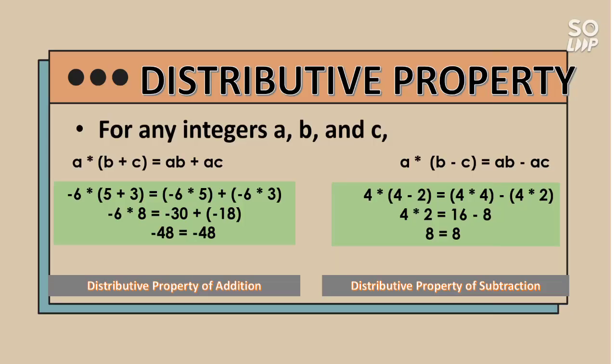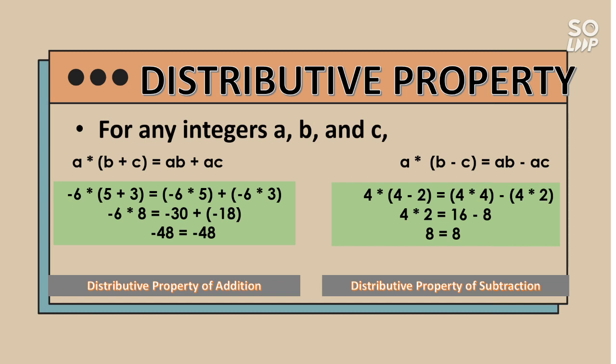Now, let's have the fourth property. We have the distributive property. From the word distributive, ibibigay mo siya sa bawat isa. Okay, for any integers A, B, and C, if I have here A times the quantity of B plus C, ita-times natin yung A times B, is equal to AB. And then, A times C is equal to AC. So, now, this is addition because the operation here is addition.